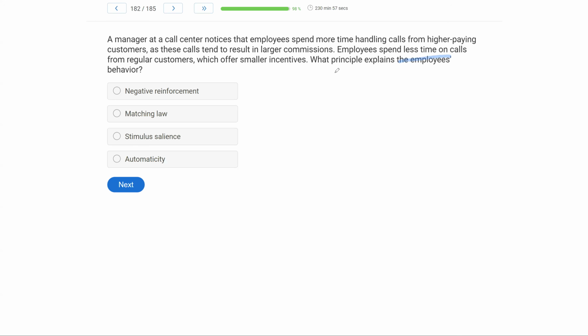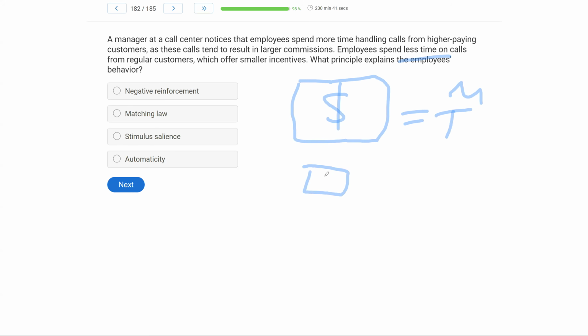So we're looking at the employee's behavior. And what do we know? We know the employees are spending more time on higher paying calls, whereas less time on smaller incentives. So we've got less time for smaller incentives, more time for higher incentives. And that makes sense, right? Wouldn't your behavior go towards the higher paying customers and commission? Yes, behavior tends to go where reinforcement is. What principle might explain this?